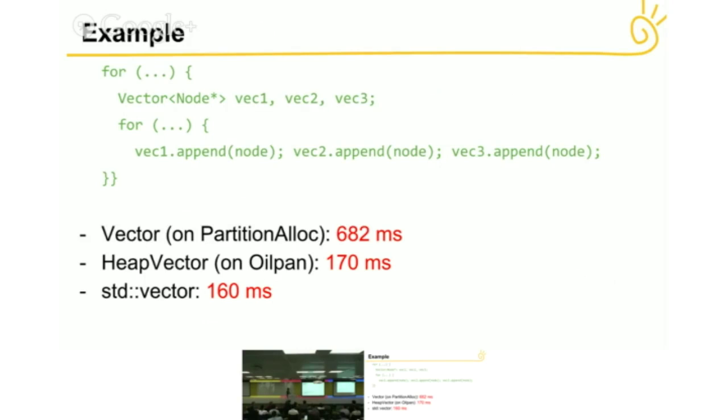So this is another example. In this code, we are allocating 3 vectors and appending nodes to these 3 vectors. For this microbenchmark, if we use vector on partition alloc, it takes 680 milliseconds. On the other hand, if you use heap vector on Oilpan, it takes only 170 milliseconds. So Oilpan is 4 times faster.